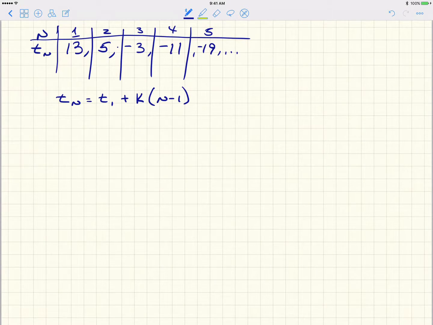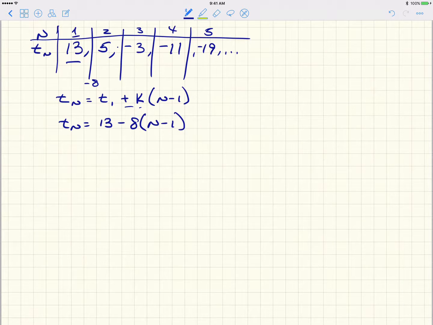Now let's translate that using the values that we have. For this one, t sub n equals our first term, which is 13. What is our constant difference? Well, our constant difference we had decided was negative 8. So we're going to put in 13 minus 8. Even though it says plus k here, it is a negative value. The difference is negative, so we put in a negative 8 there times n minus 1, n being the term number.